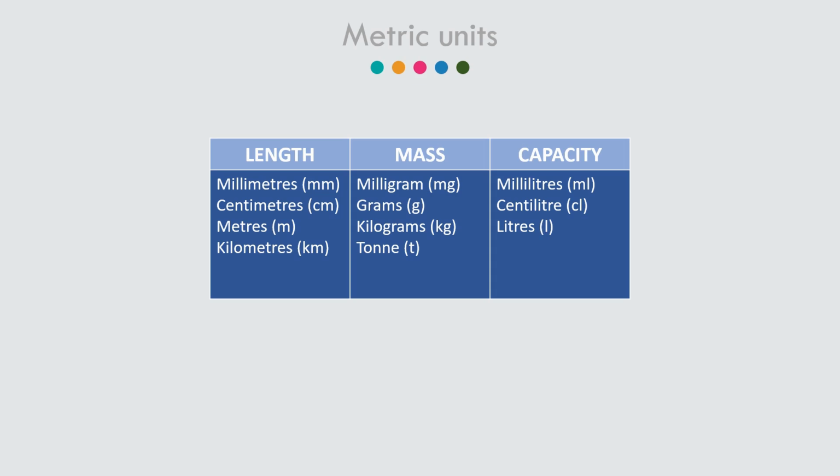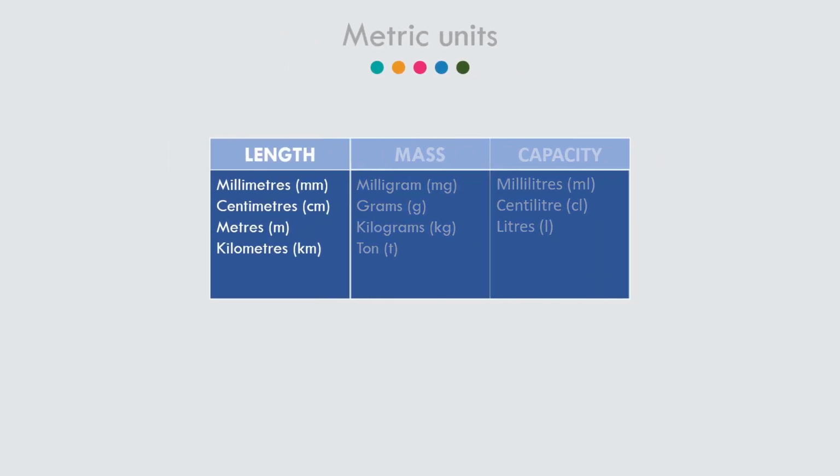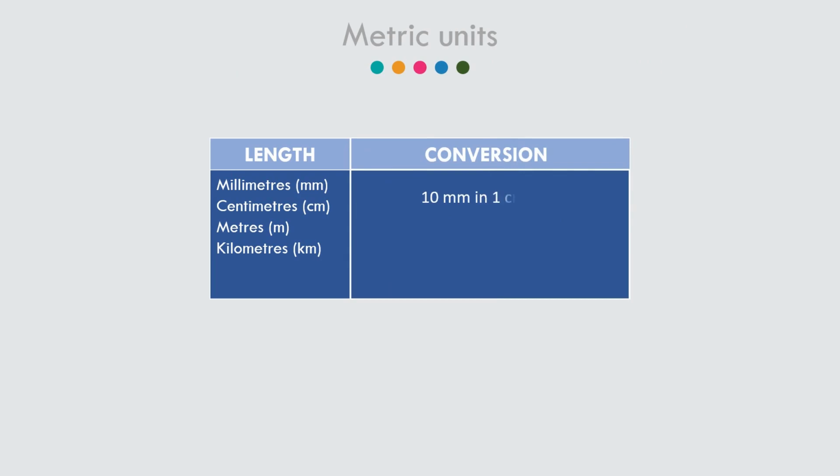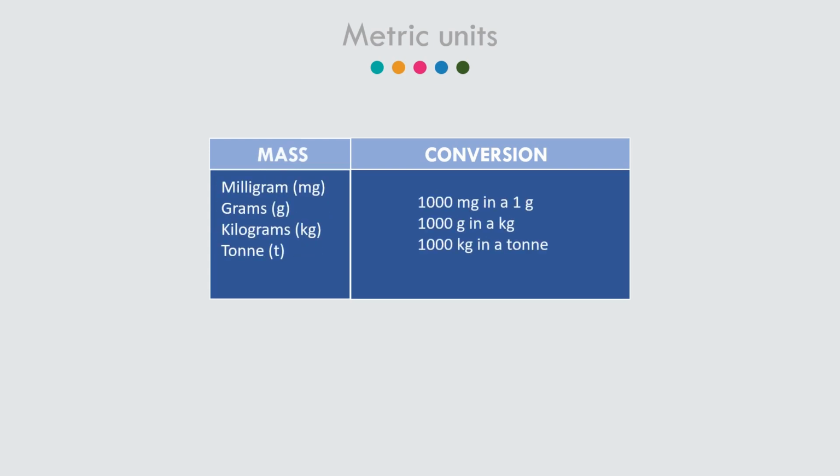Let's take a look at the conversions for length. There are 10 millimeters in 1 centimeter, 100 centimeters in 1 meter, and 1,000 meters in a kilometer. You will need to memorize these conversions, as this information will not be given to you in your exams. Next, let's take a look at the conversion for mass. There are 1,000 milligrams in 1 gram, 1,000 grams in a kilogram, and 1,000 kilograms in a metric ton.